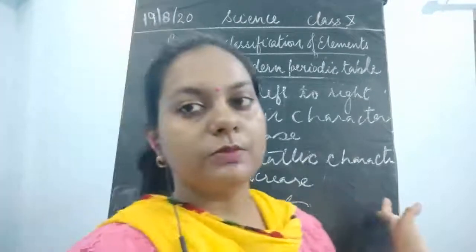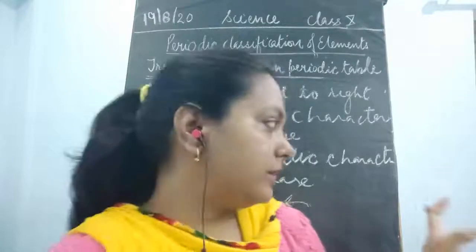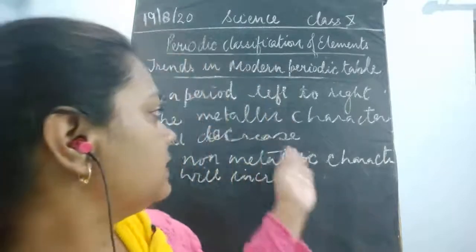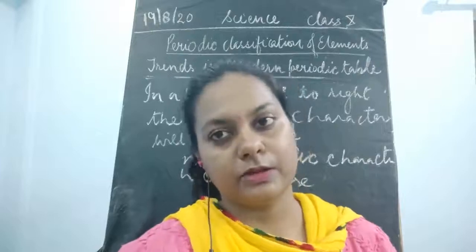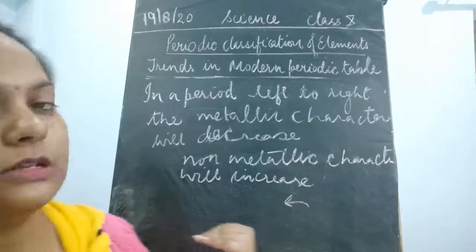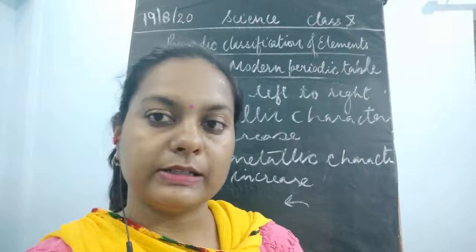So if the nuclear charge is more when we are moving from left to right in a period, then what happens? The metallic character decreases, whereas non-metallic character increases. Okay, so these are just opposite to each other. So I have told you the reason also why this is happening.